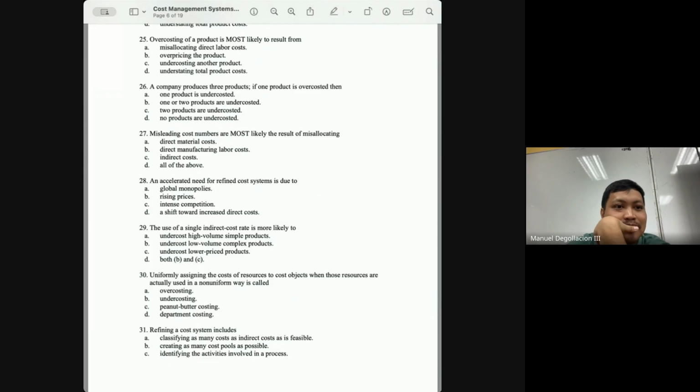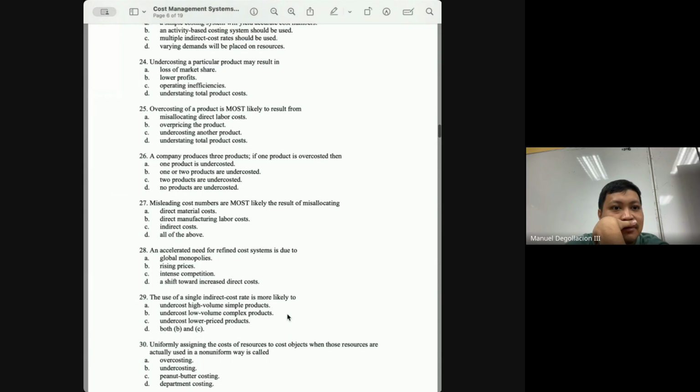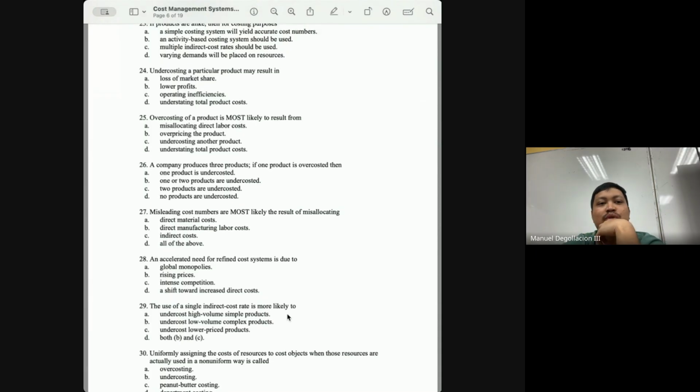Number 24. Plus for your total product cost, it will still be the same, regardless, because the undercosting in one would just be shifted to other products. So really your choice here would be between B and C. But the most likely answer here, class, would be you will have lower profits.